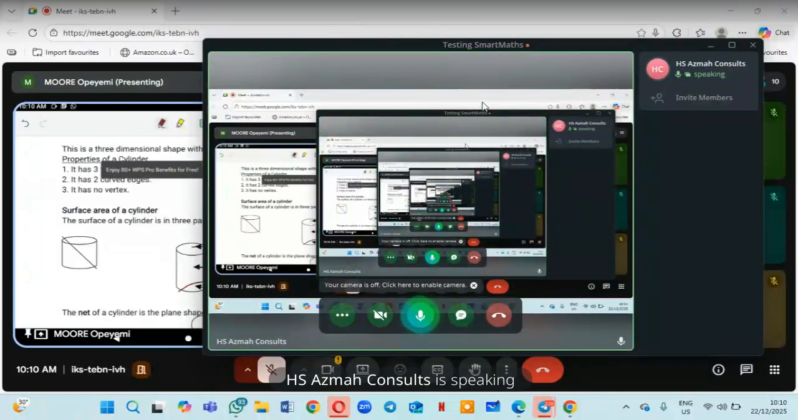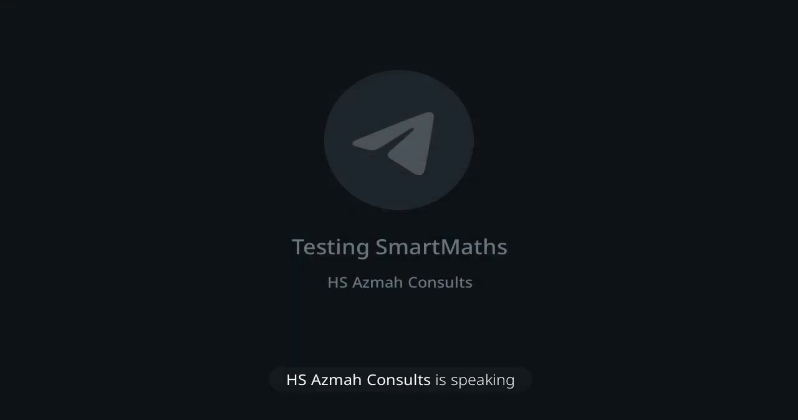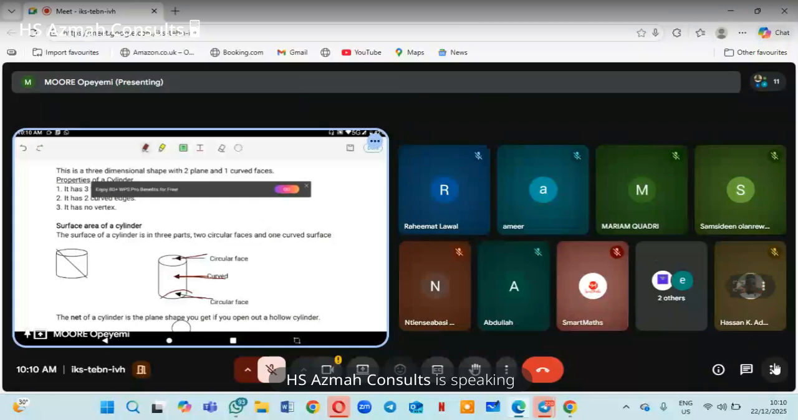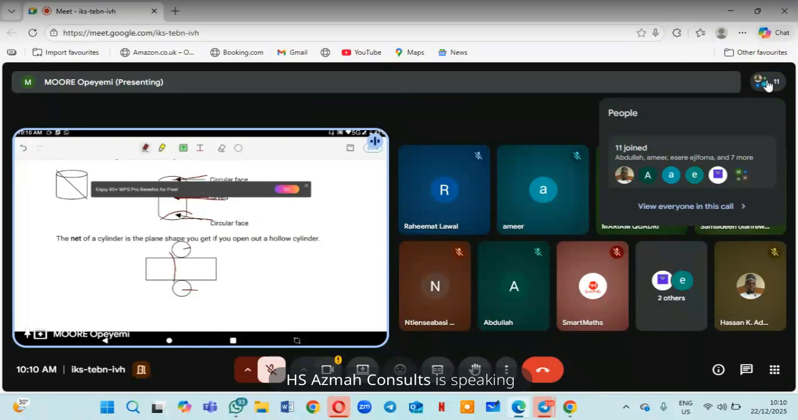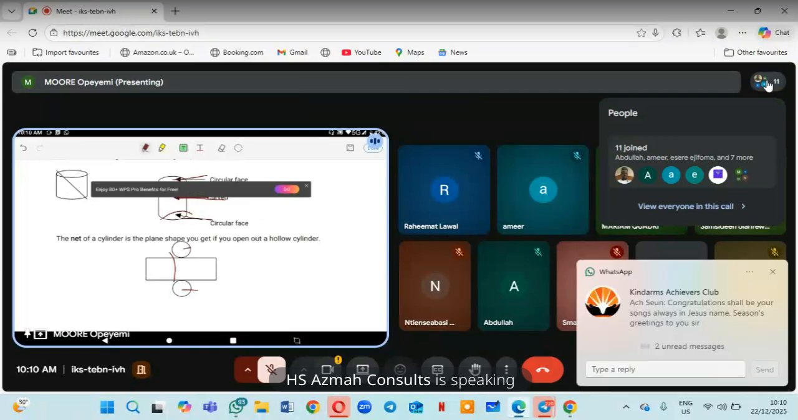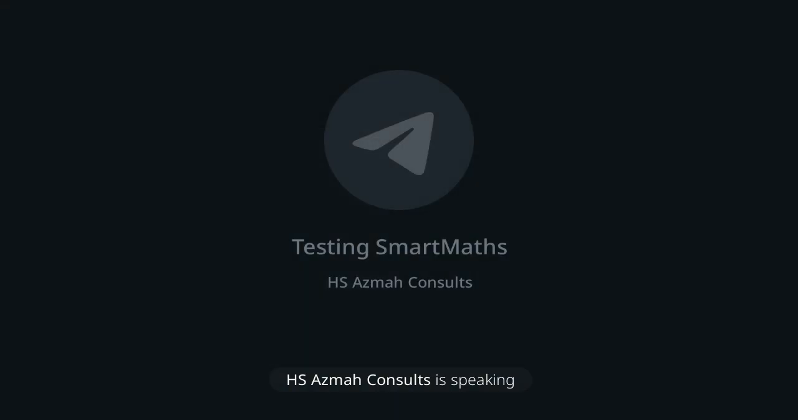The part you hold is the curved surface. So when we turn it into a net, it will become this. These are the two circular faces, and this is the curved side. So the net of the cylinder is a plane shape. Okay, let's continue.